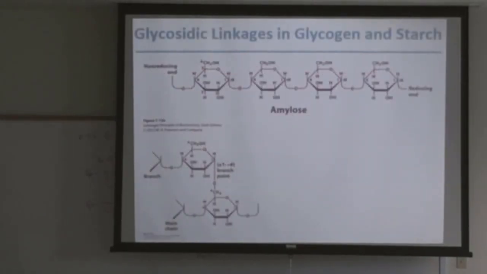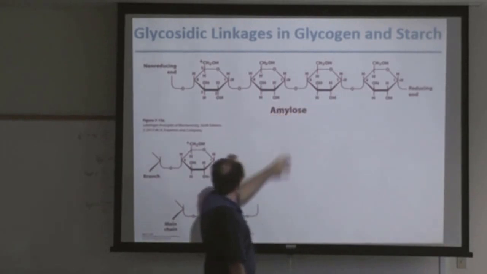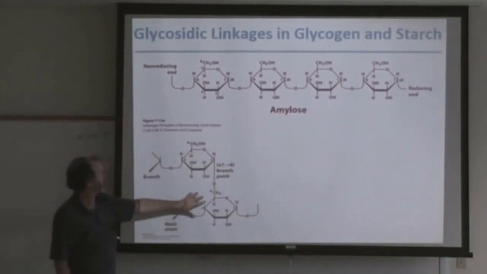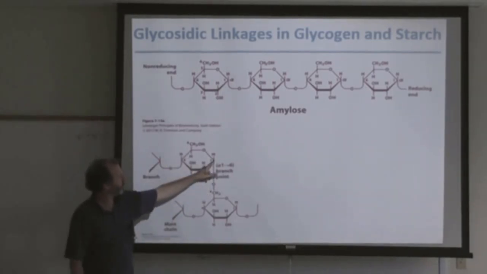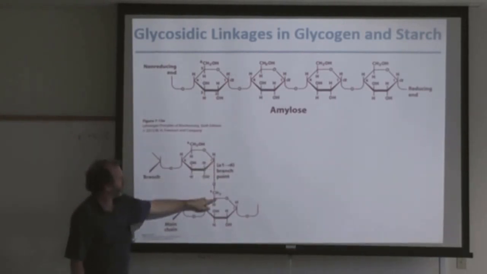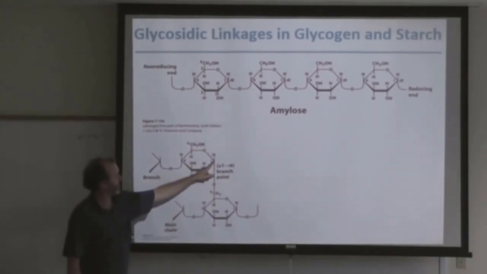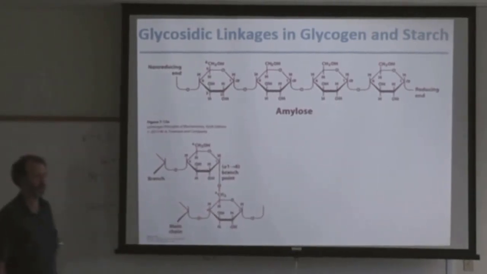So glycosidic linkages in glucose and starch, they all have alpha-1 to 4 main chain linkages, and this is amylose, whereas glycogen and amylopectin will have a branch point at alpha-1 to 6. And you can see it's alpha because you have the anomeric carbon here. This is going down, this is up, so it's trans, so it's alpha, and then it's linked to the number 6 carbon of this glucose, so alpha-1 to 6. See how that works?